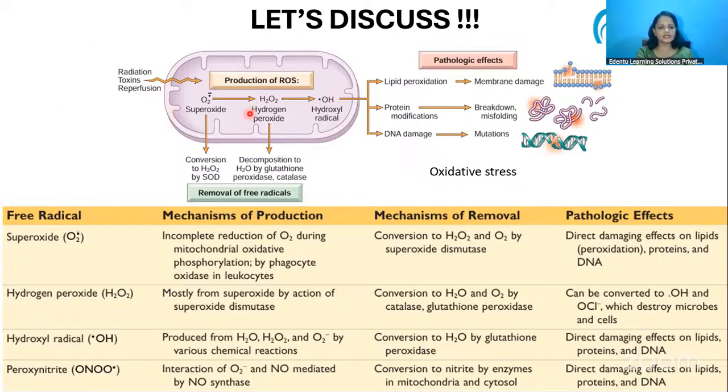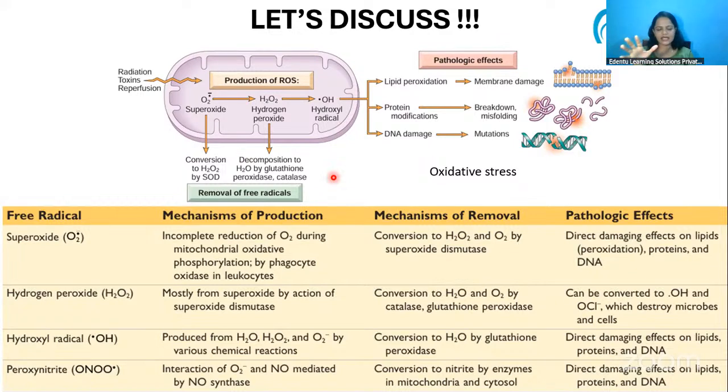Superoxide is readily converted into hydrogen peroxide with the help of an enzyme called superoxide dismutase. This hydrogen peroxide is converted to water by enzymes like glutathione peroxidase and catalase, and hydroxyl radical also gets converted to water with the help of glutathione peroxidase.